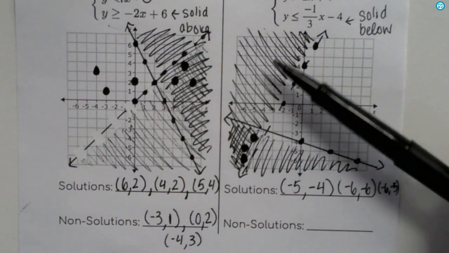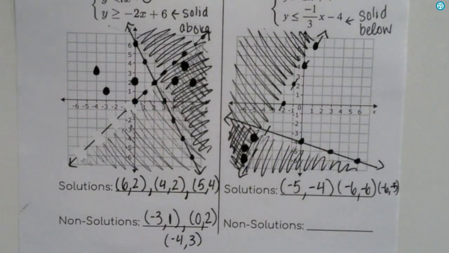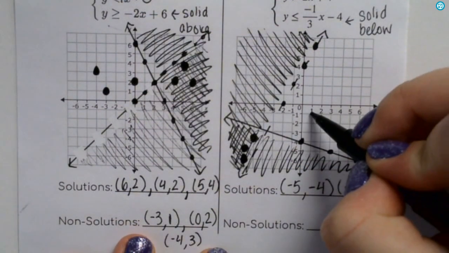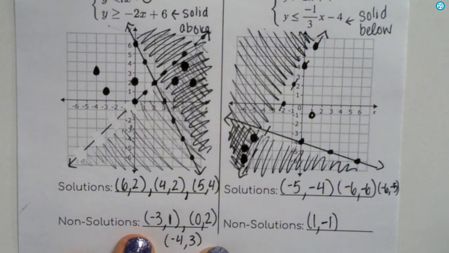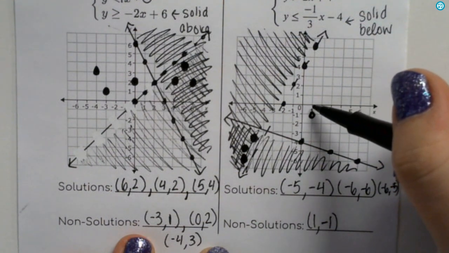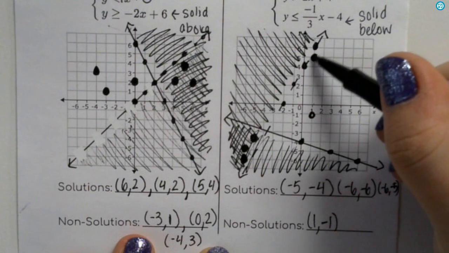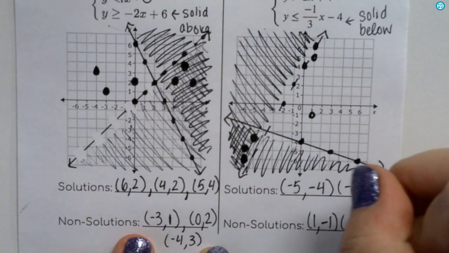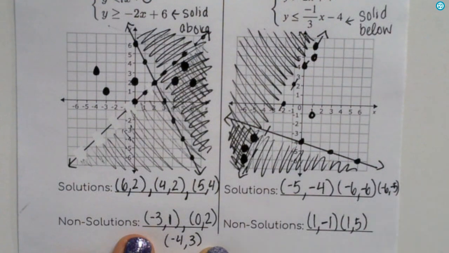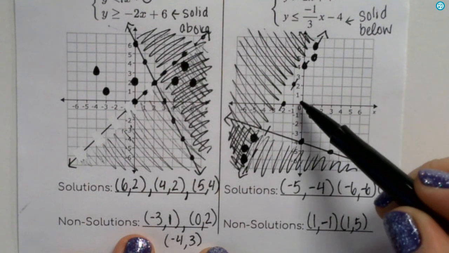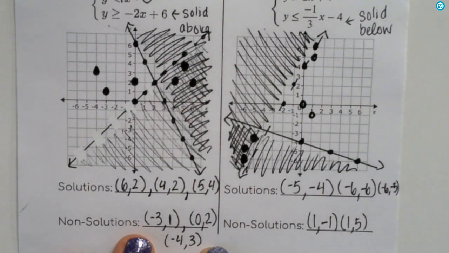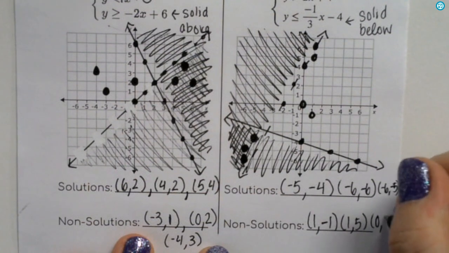Then for this one, non-solutions are super easy. We're looking for anything that's in the single shaded areas or the white area. What is a point that is in the non-double shaded area? 1, -1. And then Jasper, what did you say? 1, 5. Yep. And I need one more. There's a really easy one right there. What's this point? 0, 0. I would use it. Work smarter, not harder.